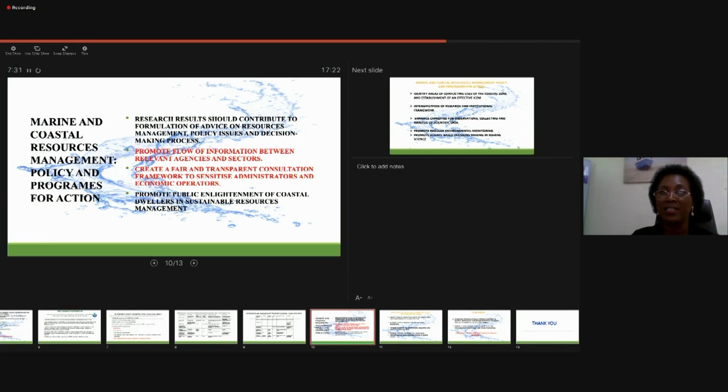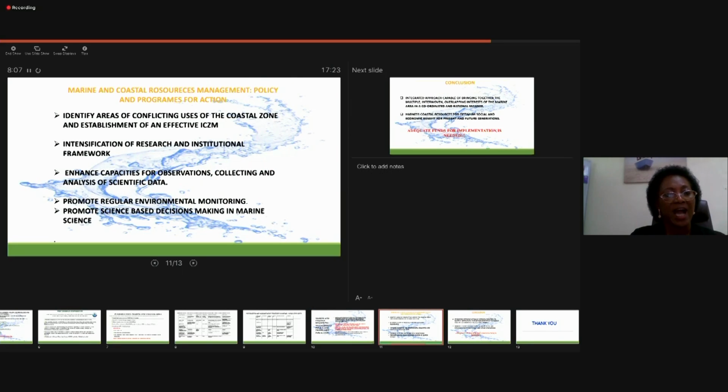For example, the Institute has been at the forefront of understanding the offshore issues in terms of claiming more extended continental shelf areas in the continental shelf, and to promote public enlightenment of coastal dwellers. Yes, the coastal dwellers know the Institute for Oceanography to be able to give them undiluted information about the state of the coastal environment. Next, please.